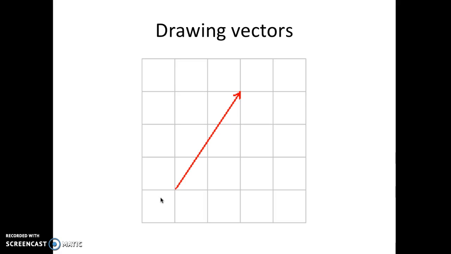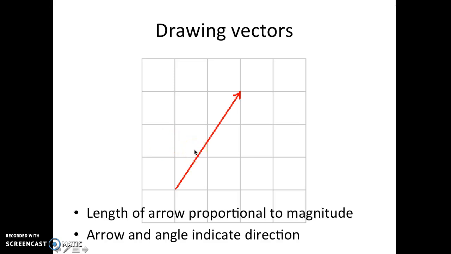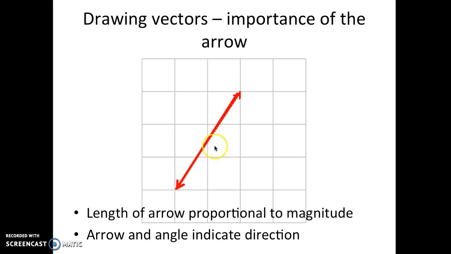You also need to include arrows, and it's the arrow on the line and also its angle, either from the horizontal or from the vertical, that matters. So the length of the arrow must be proportional to the magnitude, and the direction of that arrow, and the angle generally to the horizontal, but you will be told in the information, indicate the direction. This matters because if the arrow was in the opposite direction, the angle to the horizontal would also be different.